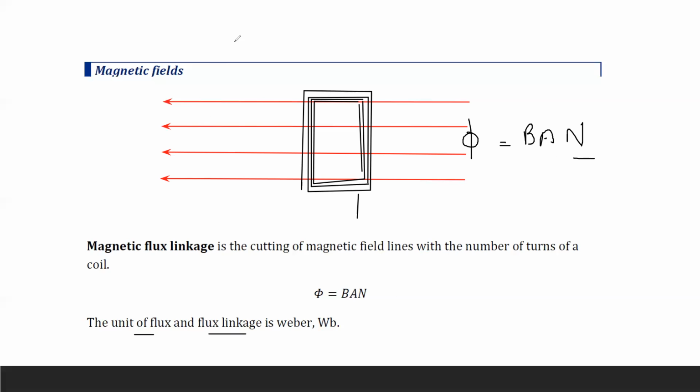Is it clear? When we calculate for one turn, we call that flux, but when we calculate for n turns, we call that flux linkage or magnetic flux linkage. Is this part clear?